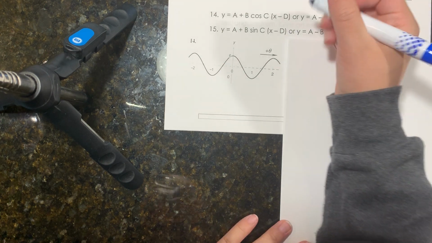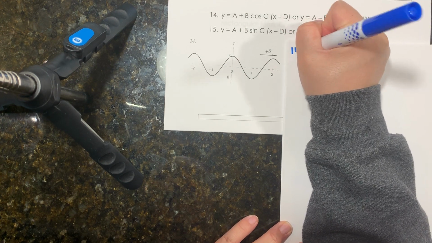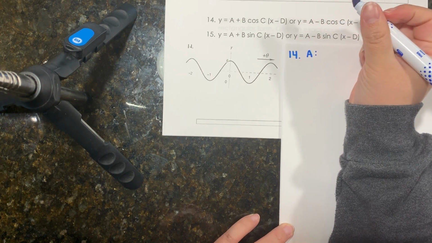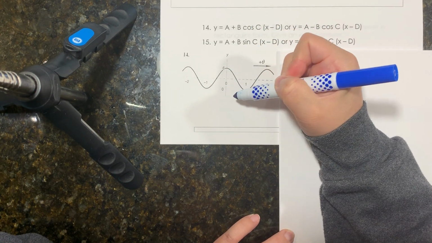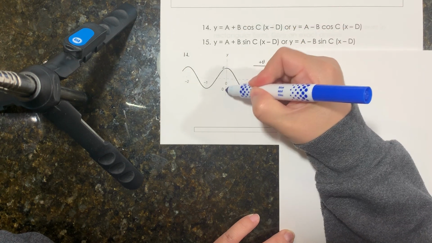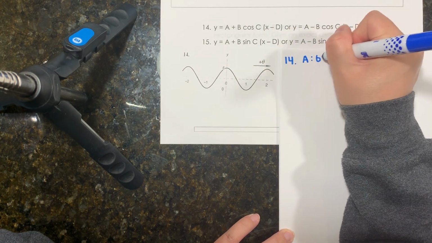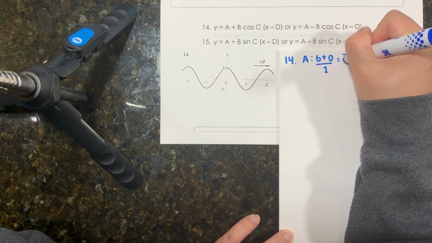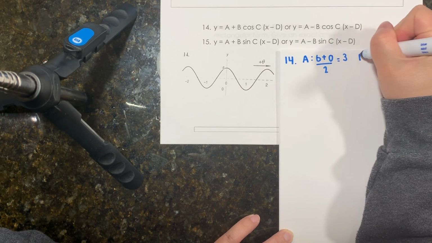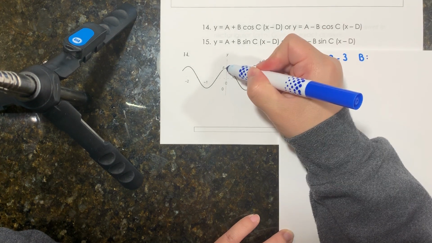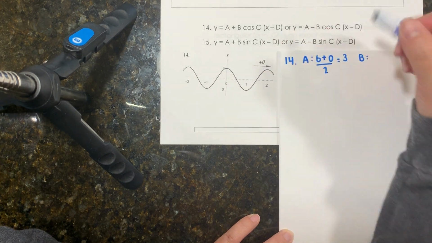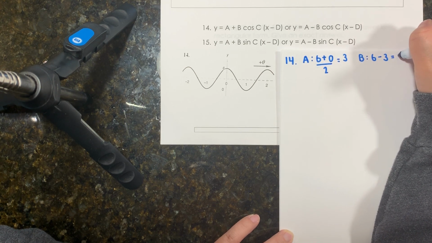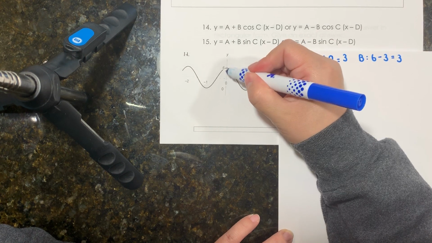So for number 14, the first thing that we're going to do is we're going to solve for a, which is going to be the midpoint between the top and the bottom number. And the top is 6 and the bottom is 0. So the midpoint between 6 and 0, 6 plus 0 divided by 2, would be 3. Then b is finding the distance between 6 and this middle number, which we just evaluated was 3. So you do top minus that middle number of 3, so we get an amplitude of 3. So here.